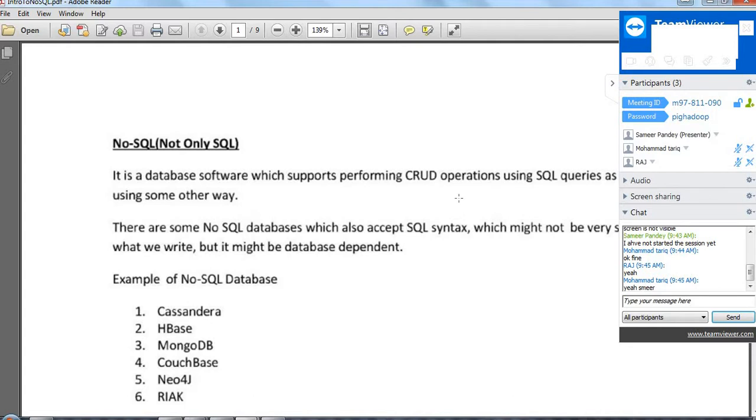So today we are going to discuss HBASE. HBASE is one of the NoSQL databases in Hadoop that we have. It's very important, and we will understand how HBASE helps in a real-time implementation also.